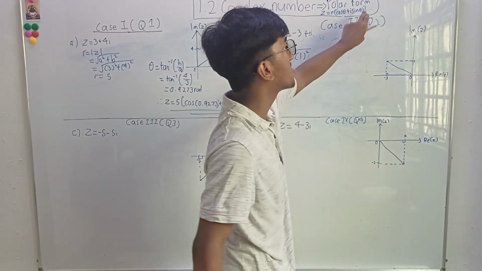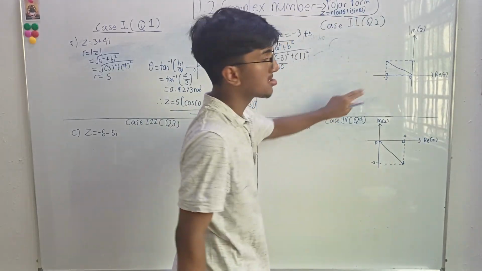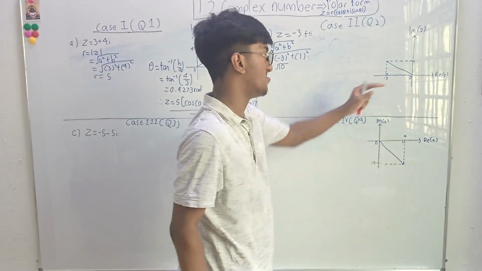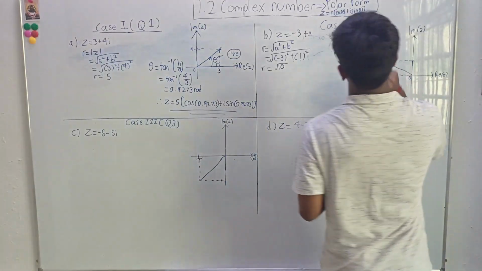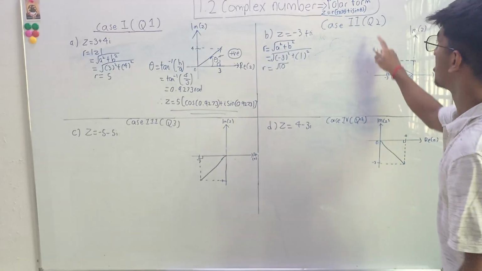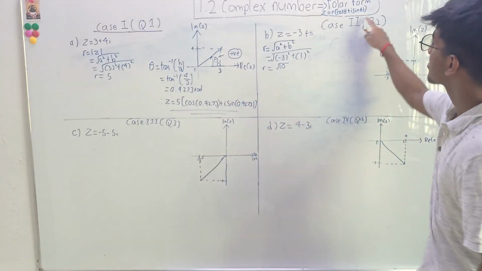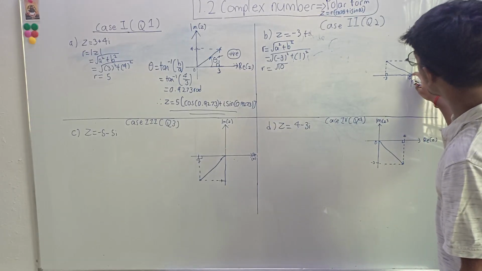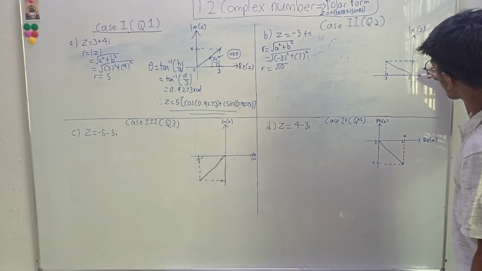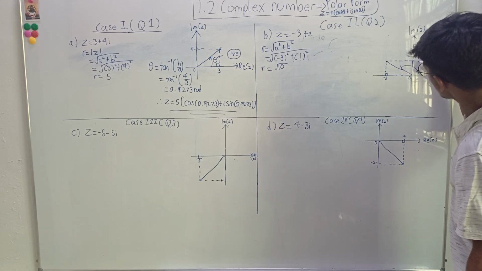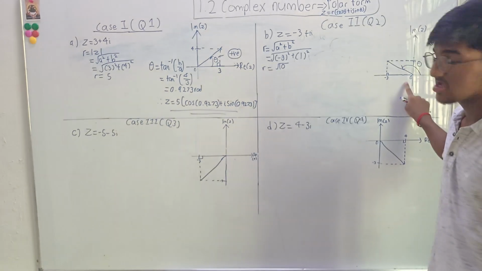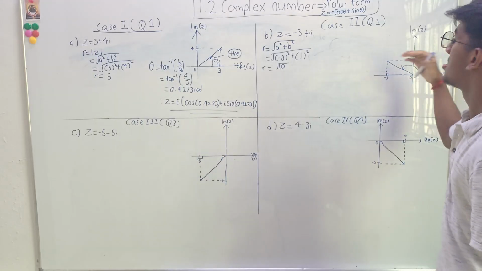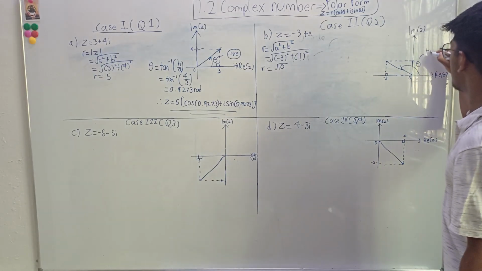Now we need to find the theta. As usual, always draw the Argand diagram. Now we need to label our theta. As I told you earlier, theta is the angle between the positive x-axis and the complex number line. So my theta will be over here, and the angle is still going anti-clockwise, so it is still positive.